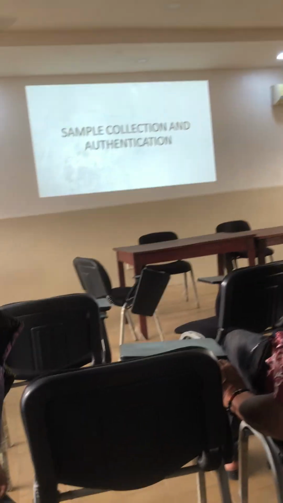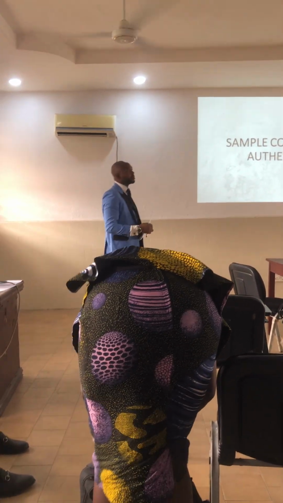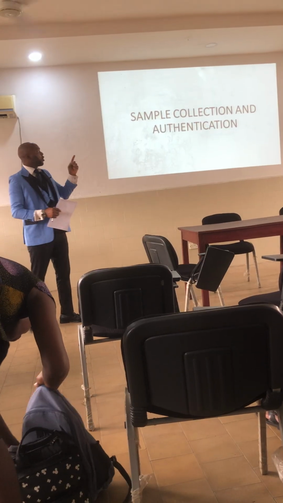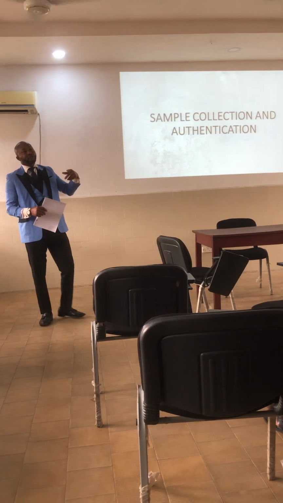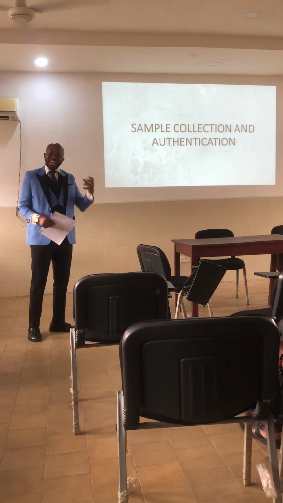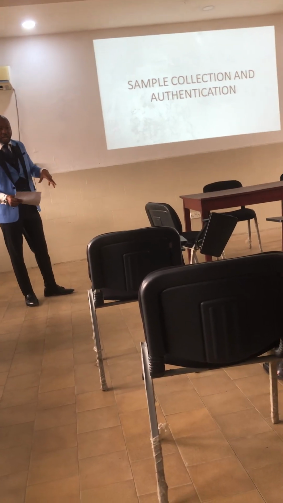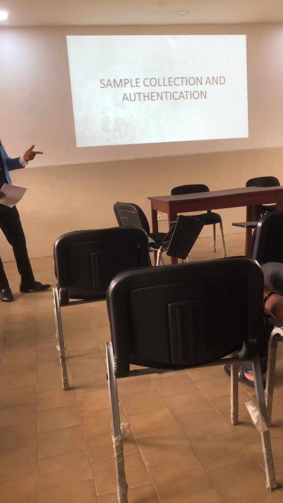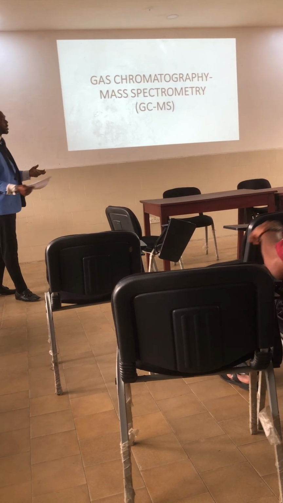Sample collection and authentication. The sample was collected along Jonathan Bypass, taken to the University of Calabar Botany Department Herbarium Unit for identification and authentication. Thereafter, it was taken to the University of Cross River State Postgraduate Lab, where it was dried, blended, and extracted using an ultrasonic bath with two different solvents, a polar and a non-polar solvent. The polar solvent was methanol, the non-polar solvent being petroleum ether. Then it was stored and used for further analysis.